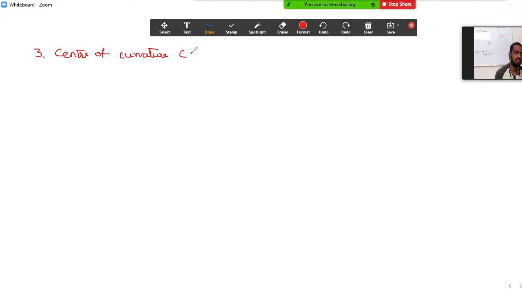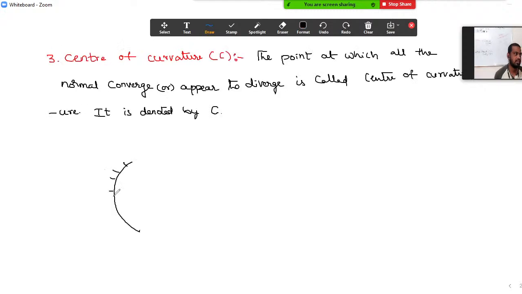Center of curvature. It is denoted by capital C. Now we need to locate the center of curvature for spherical mirrors also. So look at here. This is the concave mirror, right? Now all the normals will meet together. That point we will consider as the center of curvature. This point of intersection of all the normals will give the center of curvature.